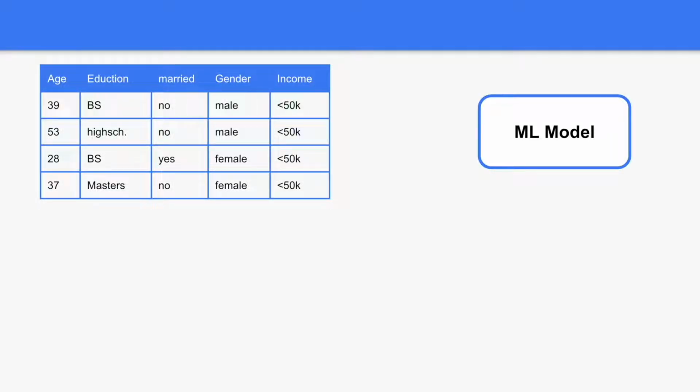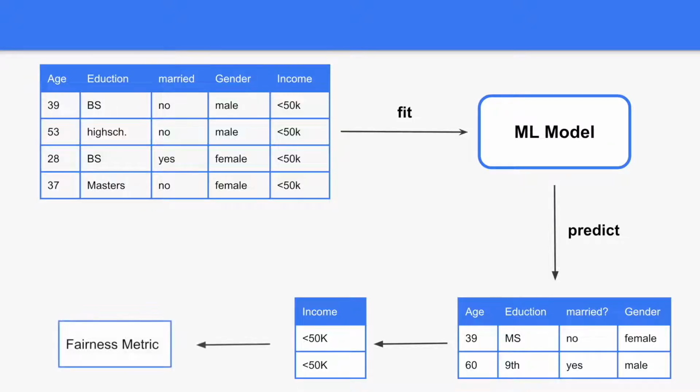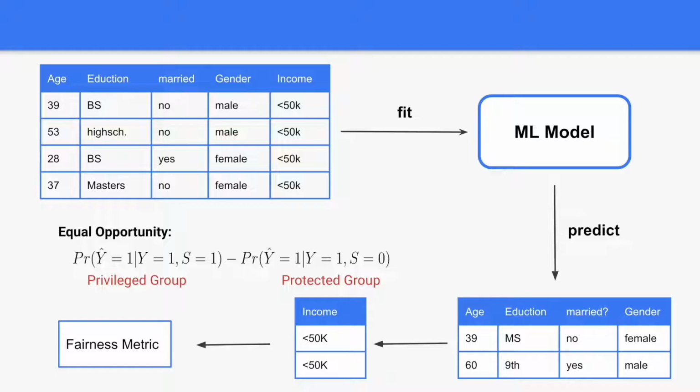Assume we have a dataset and a machine learning model. Then we test the machine learning model on the test set and predict to get a bunch of predicted labels. Based on these predicted labels, we can compute the corresponding fairness metrics such as equal opportunity, which is basically the difference between the true positive rates of the privileged group and the protected group.